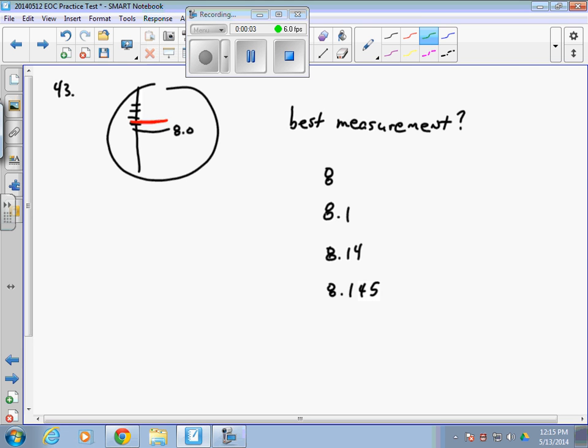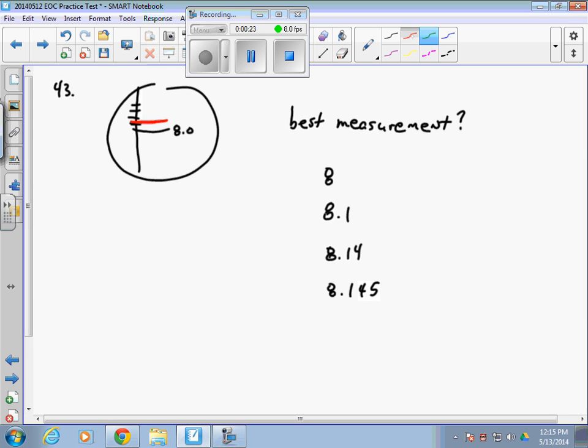This is Algebra 1 EOC Practice Test, Part 3, picking up on number 43. The question says Juan measured this volume in this graduated cylinder. Which of the following gives the best measurement of the volume using the correct number of significant digits?